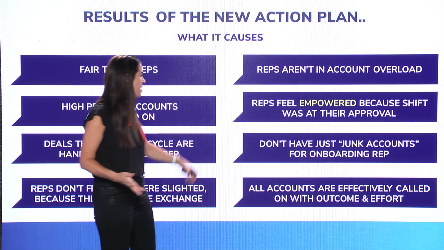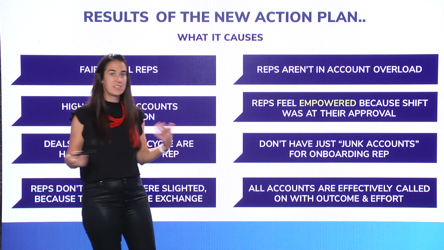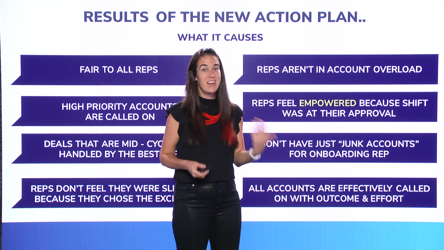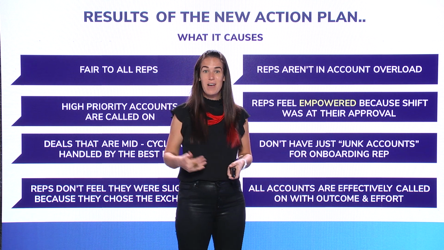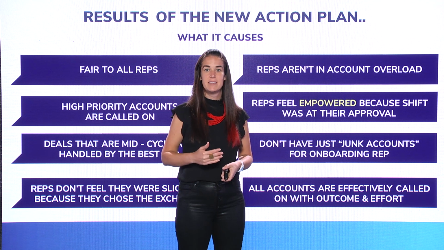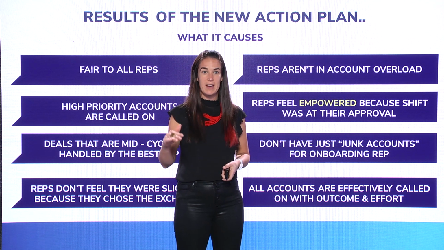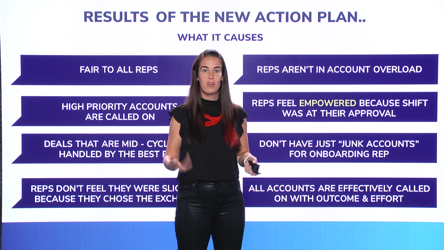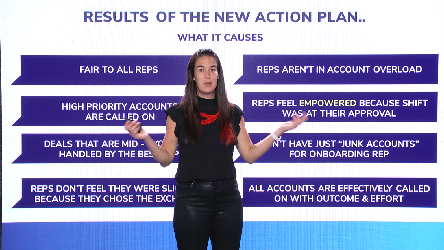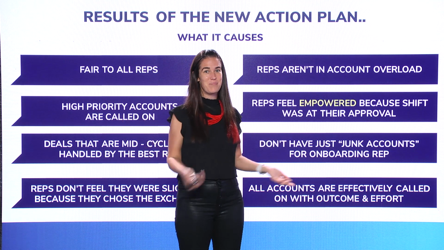Number seven, you don't have just junk accounts for the onboarding rep because you went ABM to ABM and non-ABM to non-ABM. And then number eight, all the accounts are effectively called on with outcome and effort because of that 180-day rule. If they don't have the outcome that you want, then maybe they kept the account from day 59 to 180 because they did send a call over or one kind of fake email, etc. But if you aren't getting the outcome you want, per usual, you want to flip the script and change it.